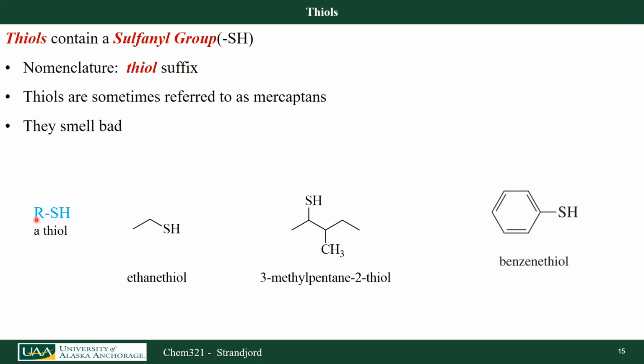So here's a generic equivalent. I have a generic R group with an SH attached to it. It's a thiol. Here's a 2-carbon thiol, ethane thiol. Here's a 5-carbon thiol with a substituent SH and a substituent CH3. Here's an aromatic thiol, benzene thiol.